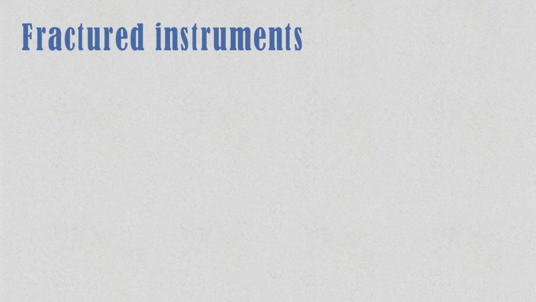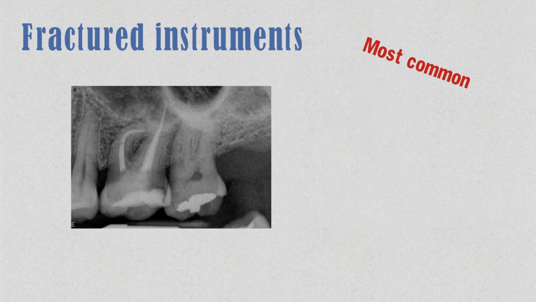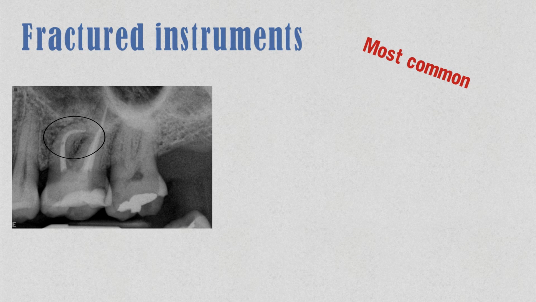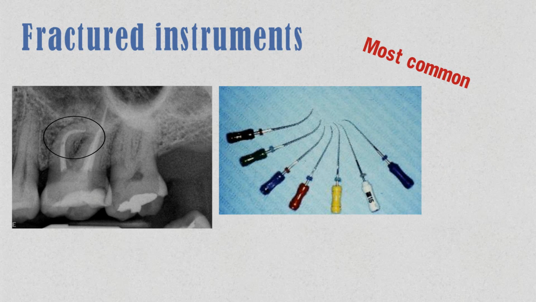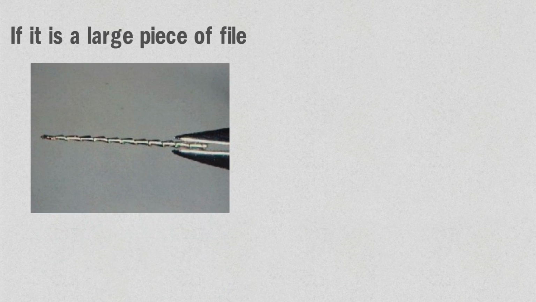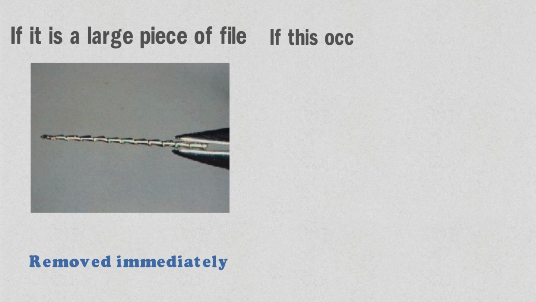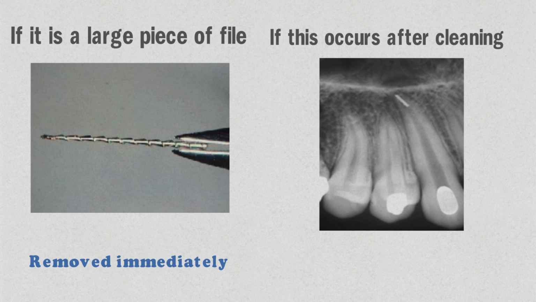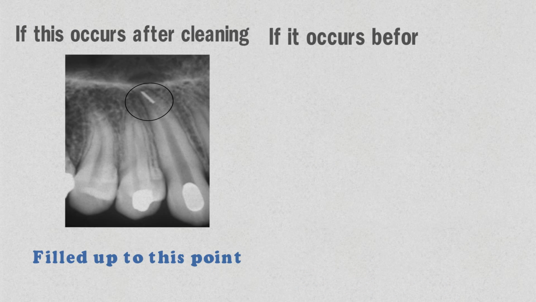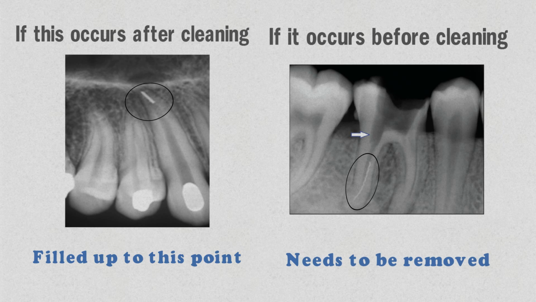Fractured instruments. This is probably the most common complication that occurs. This can happen when the canals are very curved, or when the rotary files have been used too many times without being changed, or with too much speed or jerk. If it is a large piece of file, it can sometimes be removed immediately. If this occurs after cleaning has been completed and is only a tiny piece right at the tip, the tooth can often be filled up to this point. If it occurred before thorough cleaning, then it needs to be removed.